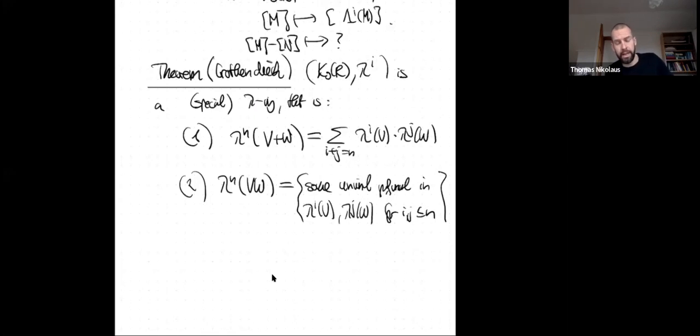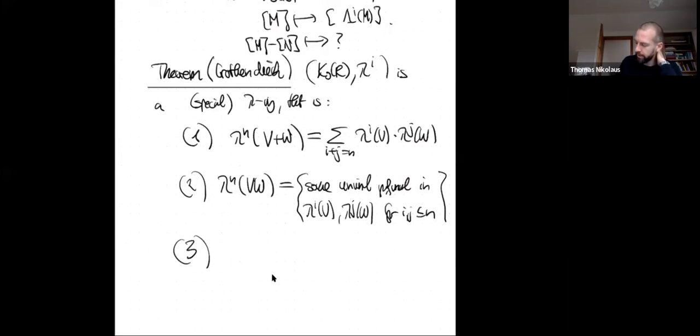So the claim is there exists a polynomial for every N, which is a polynomial in lambda I of V and lambda J of W, such that lambda N of V times W is this guy. And the polynomial is most easily expressed in terms of elementary symmetric polynomials. Let me not do that. But the point is that this exists, and this is something which doesn't hold on the level of categories like the first one already. So this is already a K-theoretic, highly non-trivial claim.